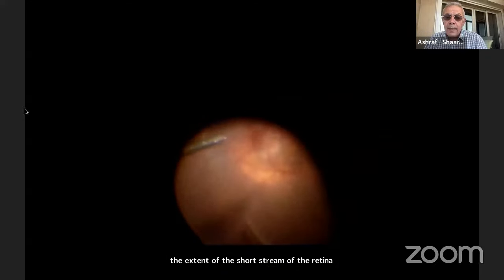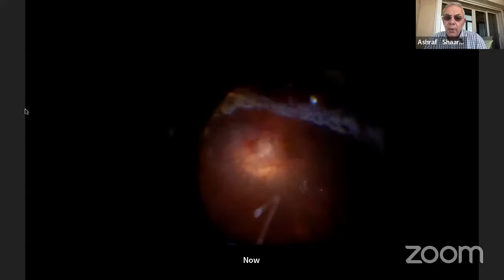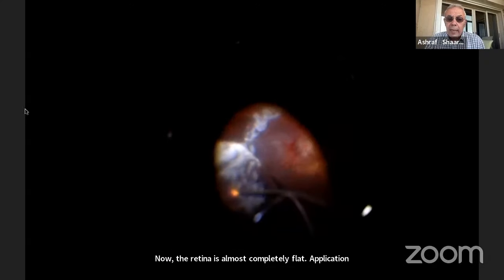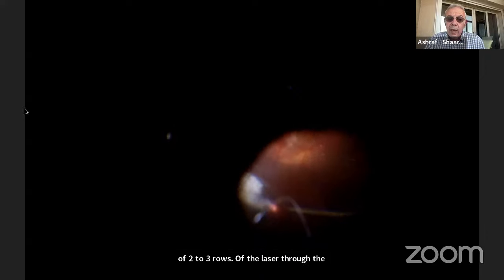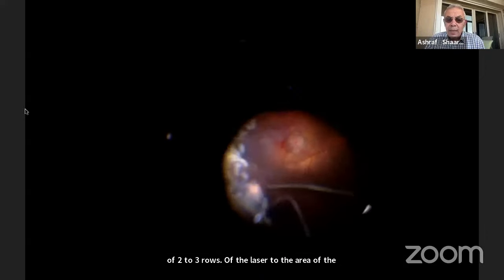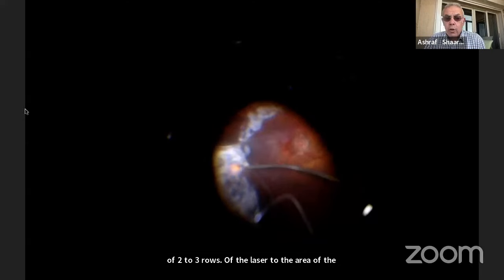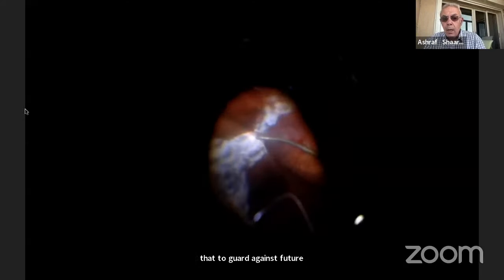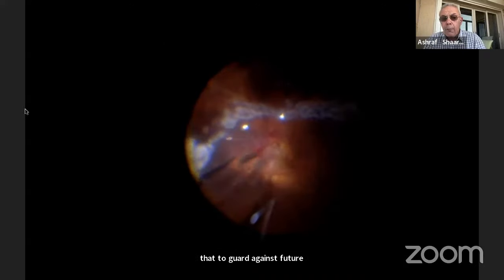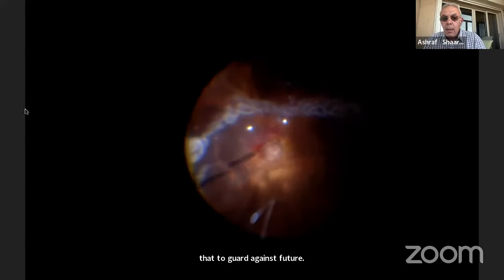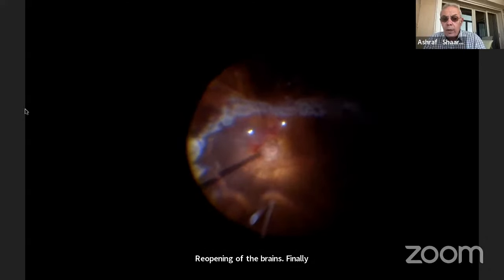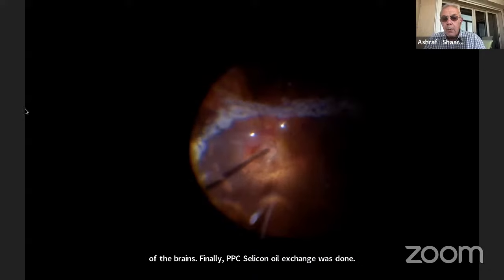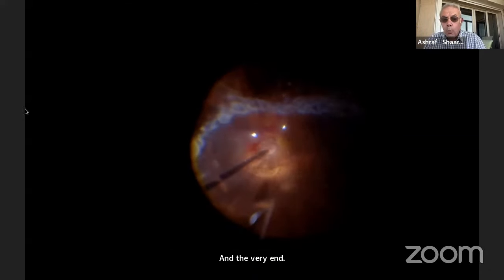Now, the retina is almost completely flat. Application of 2 to 3 rows of the laser to the area of the retinectomy, and again to the area of attached retina, so as to guard against future reopening of the breaks. Finally, PFC silicone oil exchange was done, and the very last drops of the PFC were removed.